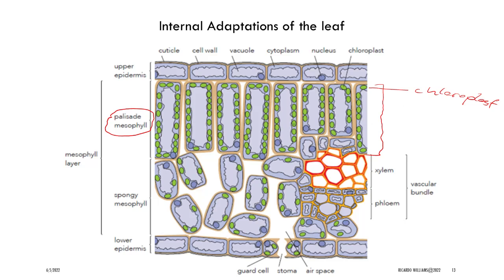So the palisade cells are closer to the upper surface of the leaf. There's only one group of cells that separates them from the top, and that is the epidermal cells, which are coated with the waxy cuticle. We just spoke about that.